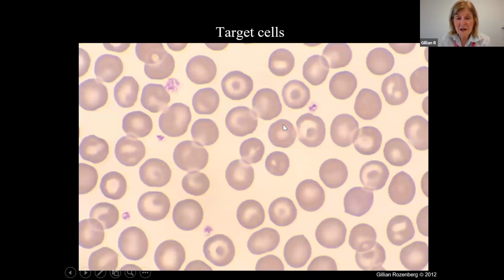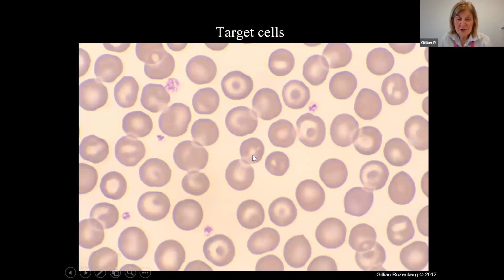So this is a nice slide showing you target cells. These are classic target cells here. Sometimes you may get an artifact which some scientists may describe as being a target cell, so you need to be very careful when you're doing this.